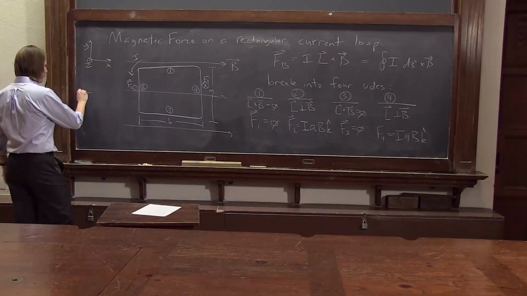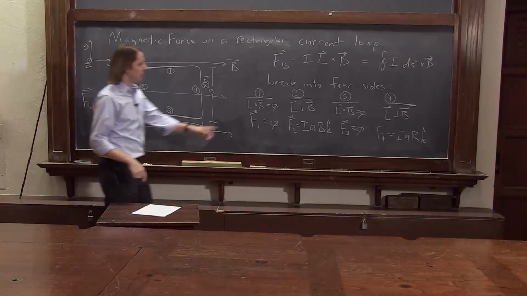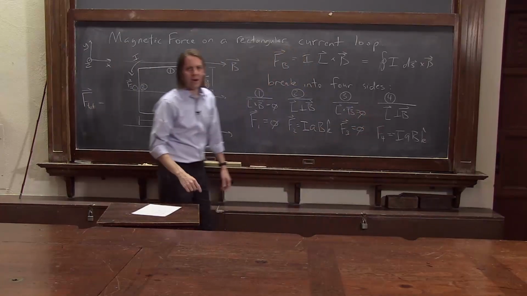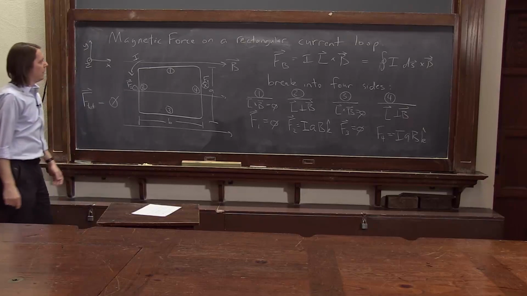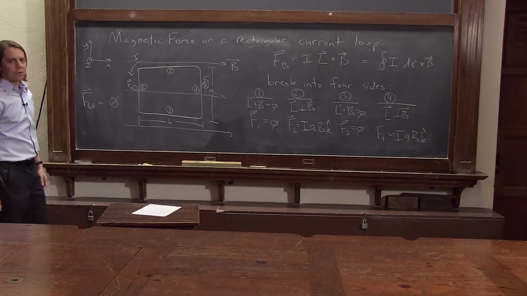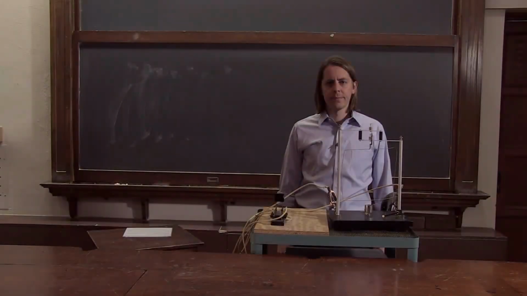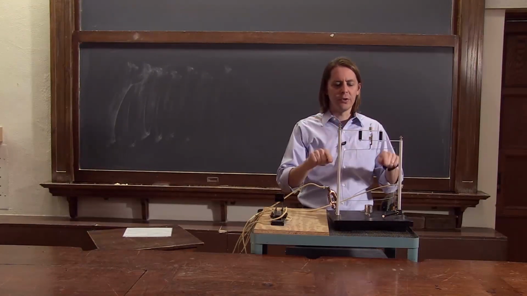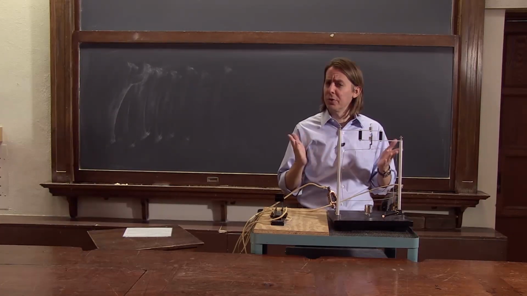And if we want the total force on the loop, it's equal to 0 plus 0 is 0 plus, oh my gosh, those are the opposite. IAB minus IAB, so it's 0. So if you have a current loop in a uniform magnetic field, we get no force. So we just calculated the force on a square current loop in a magnetic field, and so the total force is 0. So it shouldn't move.